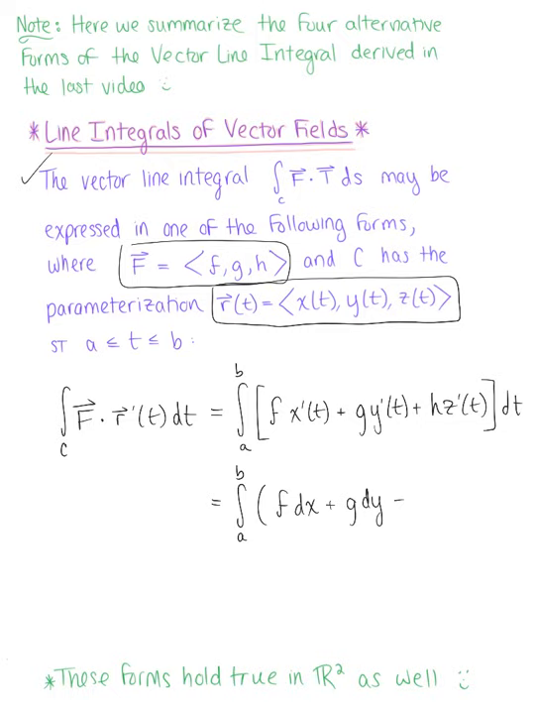times dy plus h times dz. And in that third and final form, we converted this integral to the integral from a to b of the dot product of the vector field with the differential d vector r. And as previously mentioned, these 4 forms all hold true in R2 as well. We simply just need to drop the z component.